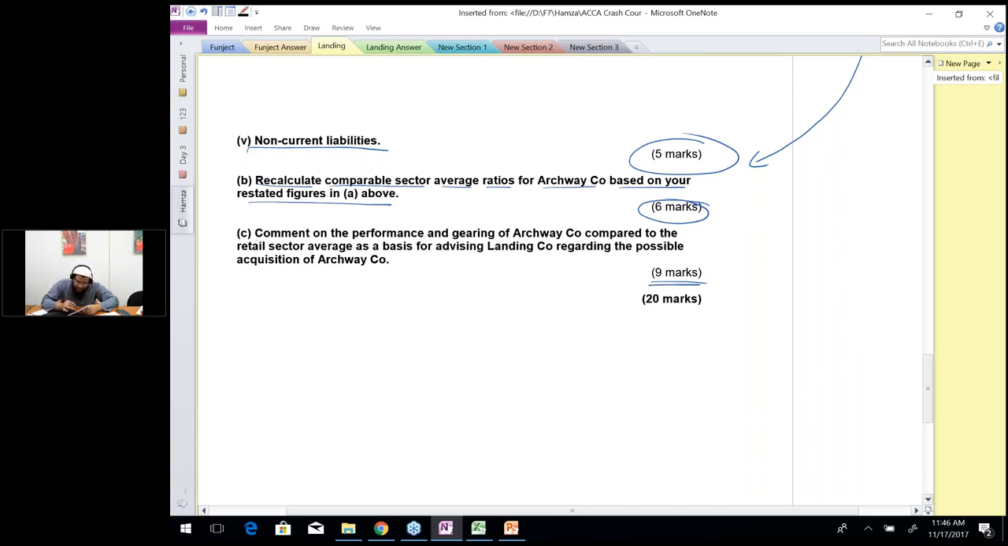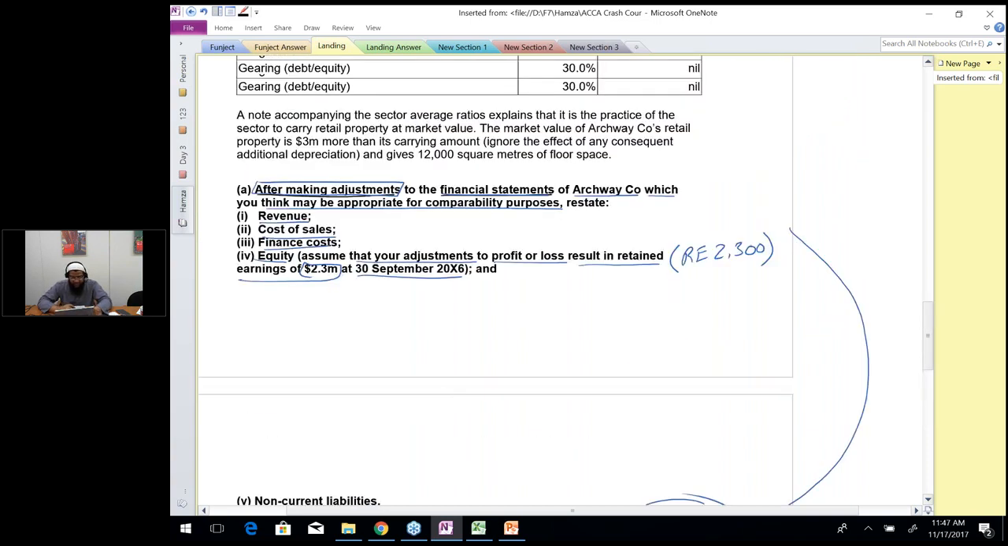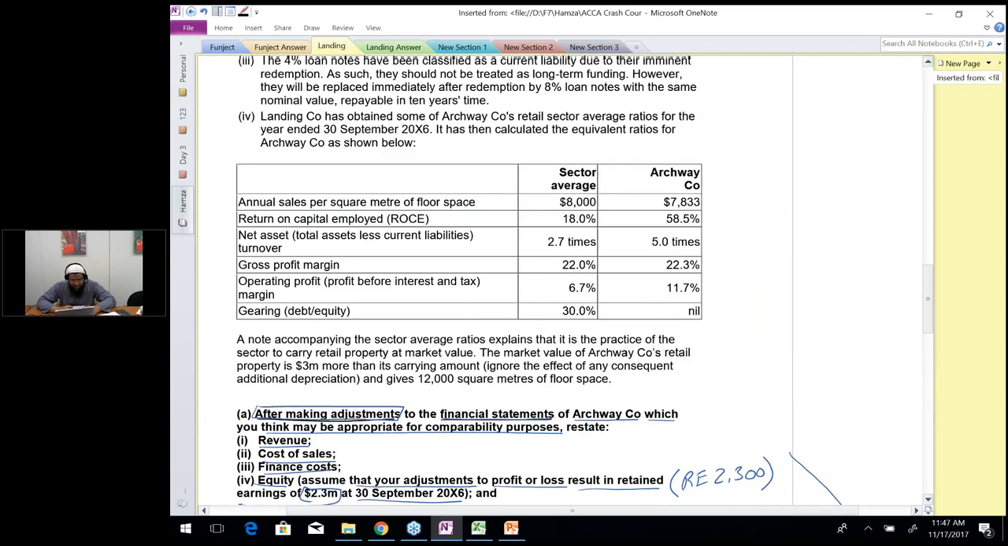Now the question says to comment on the performance and gearing of Archway Company compared to the retail sector average as a basis for advising Landing Company regarding the possible acquisition of Archway. So we have to calculate the performance and the gearing to advise whether this business should be acquired or not. So let's start reading the adjustments and then adjusting the revenue. I will be using the answer sheet.